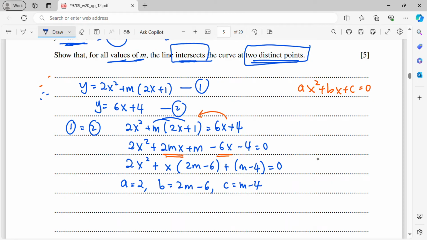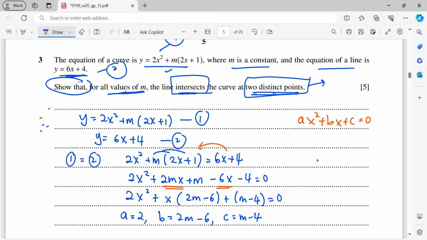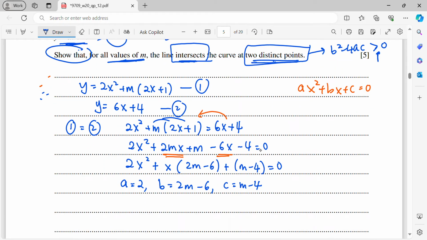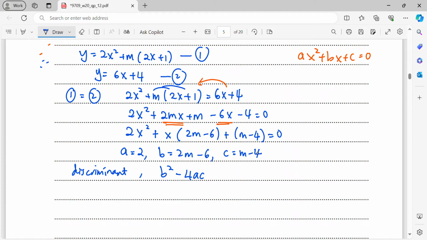Okay, now you need to show that for any m, there will be two intersection points. That means we need to show that b squared minus 4ac is greater than 0. We want to show this greater than 0. Okay, b squared minus 4ac is basically the discriminant. We need to show this value is positive. So here I will just write b is 2m minus 6. Then I square it. Minus 4, a is 2, c is m minus 4.